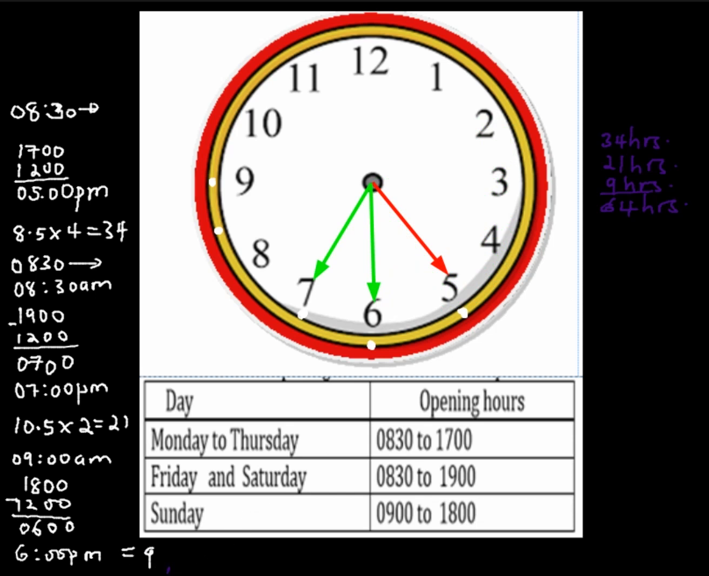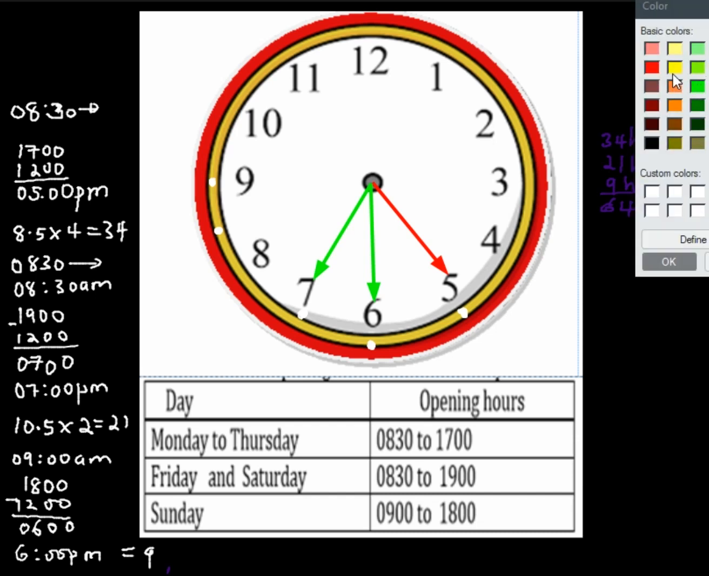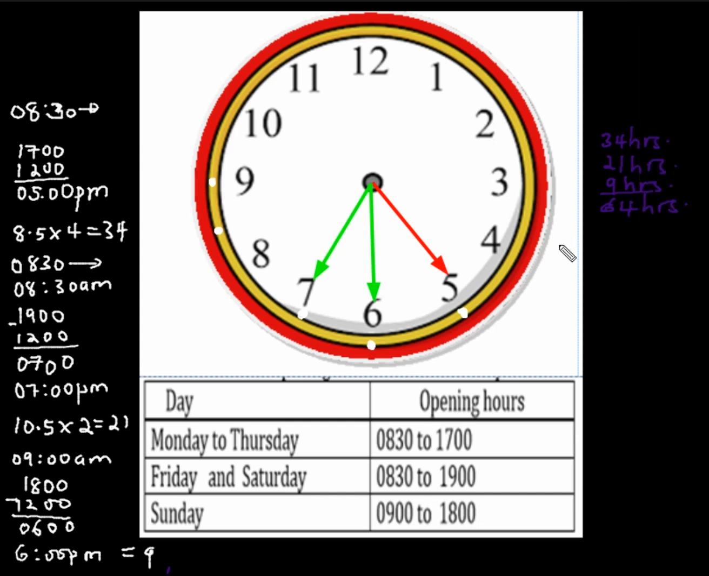Don't forget that they want us to find the total number of hours the coffee shop is open in the week, and that is 34 plus 21 plus 9. So this is 34 plus 21 plus 9. We shall get 64 as the usual one we got at the start.